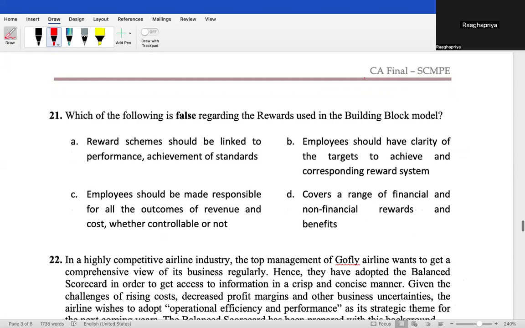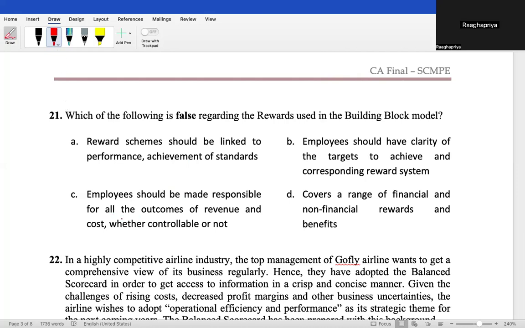Question number 21. Which of the following is false regarding the rewards used in building block model? Option A. Reward schemes should be linked to performance, achievement of standards. Option B. Employees should have clarity of the targets to achieve and corresponding reward system. Option C. Employees should be made responsible for all the outcomes of revenue and cost, whether controllable or not. Option D. Covers a range of financial and non-financial rewards and benefits.